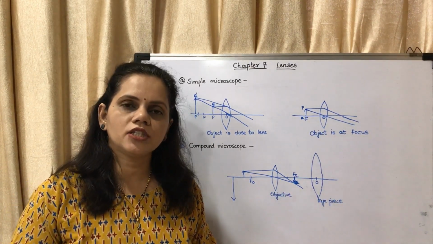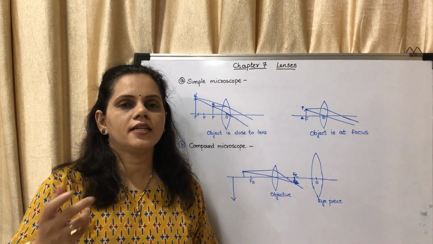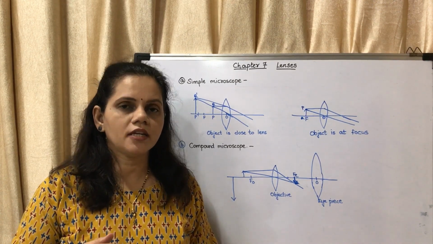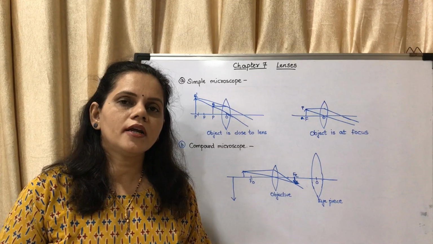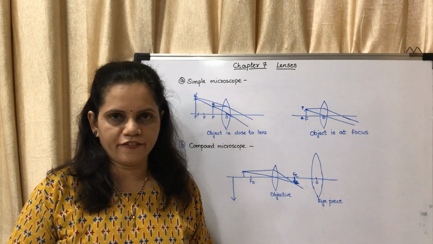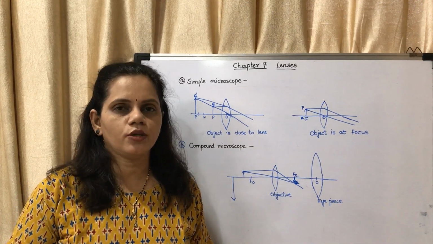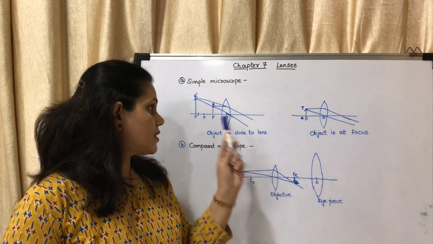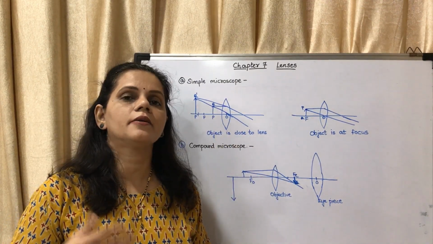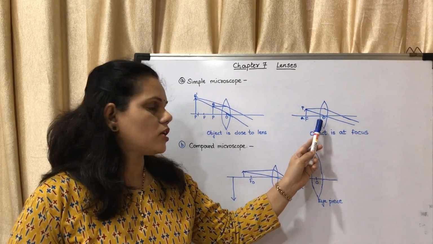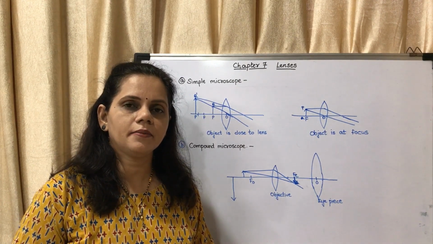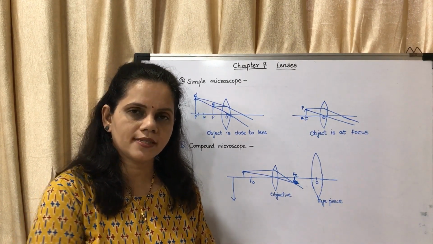So there are two conditions for simple microscope. Either the object could be kept in between F and O or it could be kept at F. In both cases you will get an image. In the first case you will get a virtual, erect and magnified image, and this also is a real and inverted image which could be projected onto a screen.